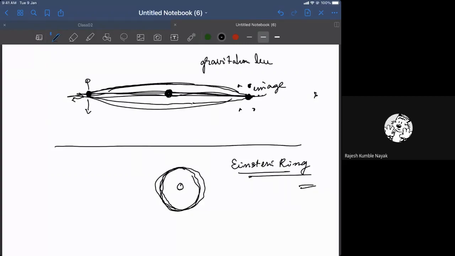Okay, so these are the classic tests for the Einstein gravity. So any questions? No questions?